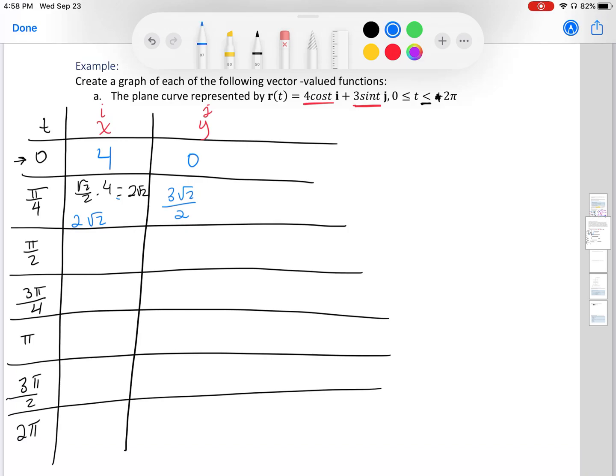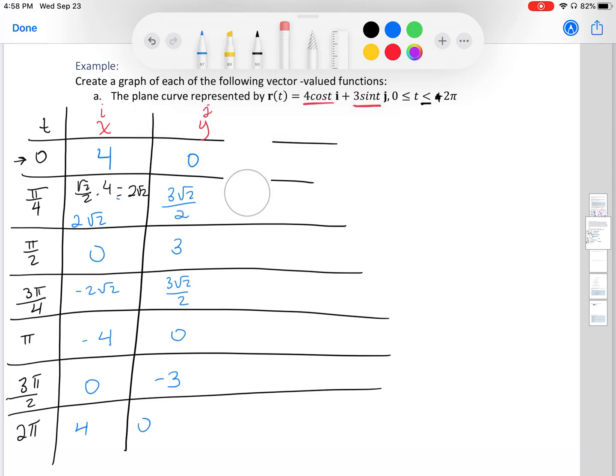All right, pi over 2, we get 0 for cosine. And when we plug it in for sine, we get 1. 1 times 3, we get 3. All right, at 3 pi over 4, you get negative 2 square root of 2 and 3 square root of 2 over 2. At pi, cosine is negative 1, so we get negative 4, and sine is 0. We get 0, so negative 4, 0.